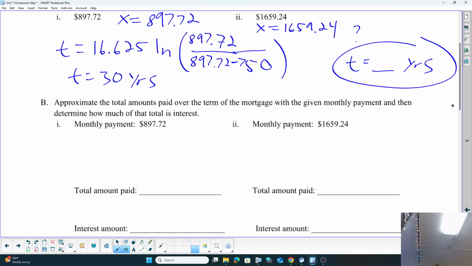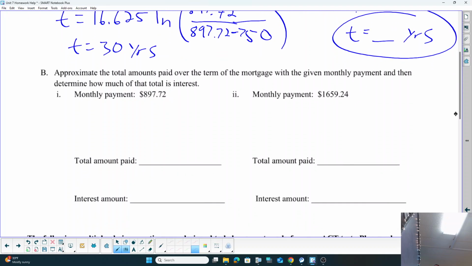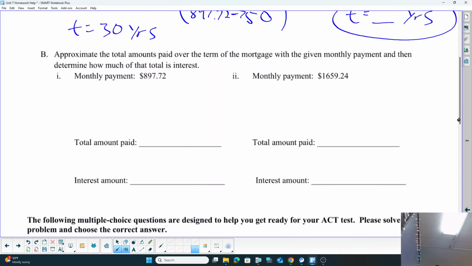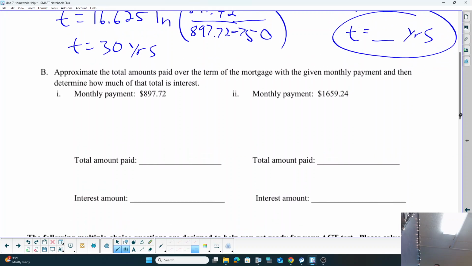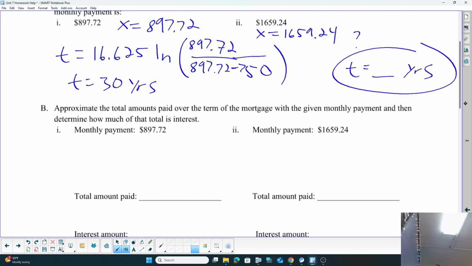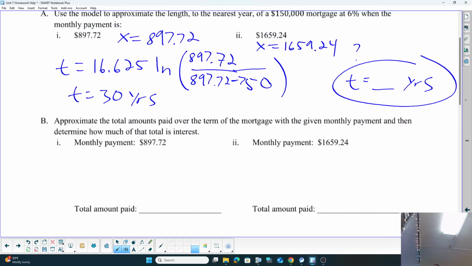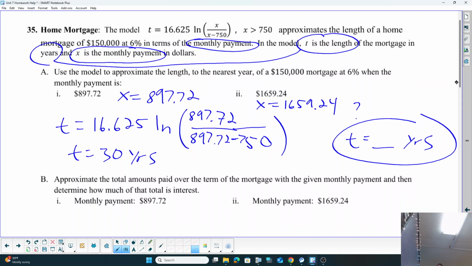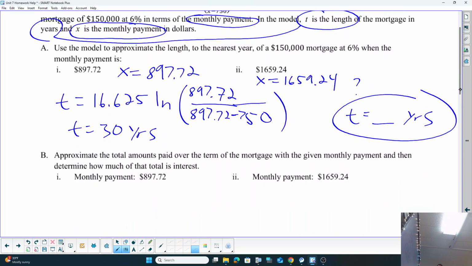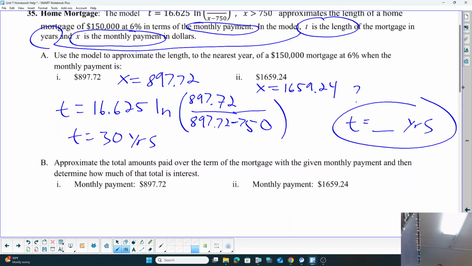Okay, next it says, approximate the total amounts paid over the term of the mortgage with the given monthly payment and determine how much of the total is interest. Approximate total amounts paid over the term of the mortgage with the given monthly payment and then determine how much of that total is interest. What? This is crazy, right? This is crazy.